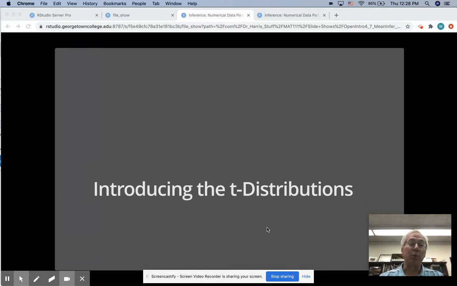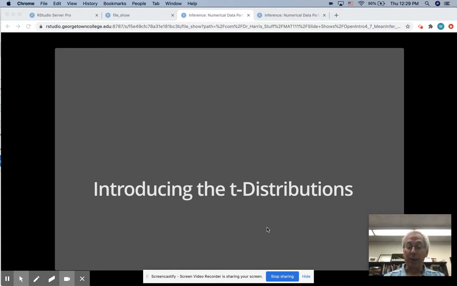But at the end of that video, we mentioned that since we don't know the population standard deviation sigma, we will replace it with the sample standard deviation S, but that doing so, to use S over the square root of n as our standard error, introduced a small problem in that the distribution of X bar under that assumption is no longer normal. It's still bell-shaped, but it's a little bit more spread out.